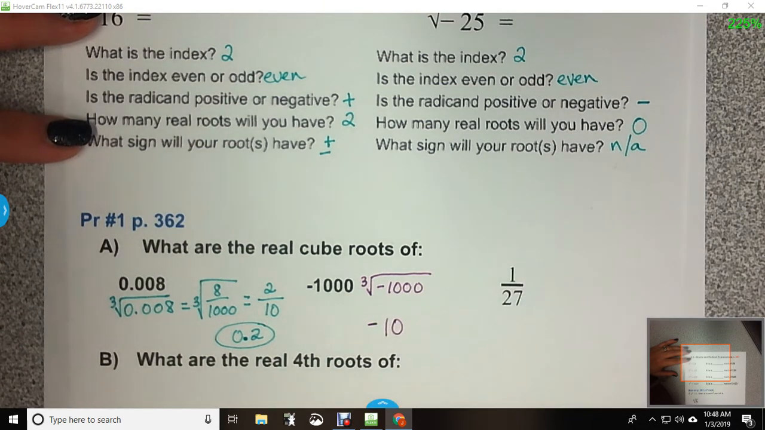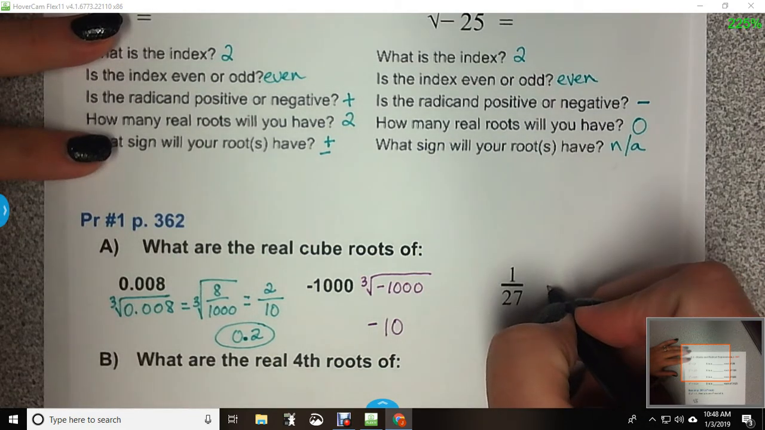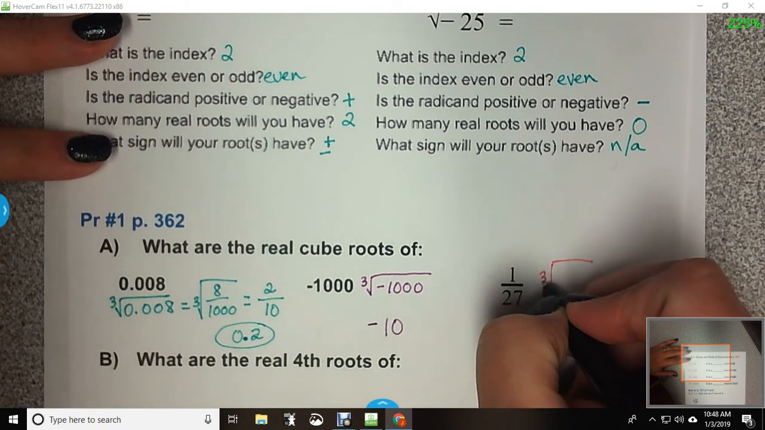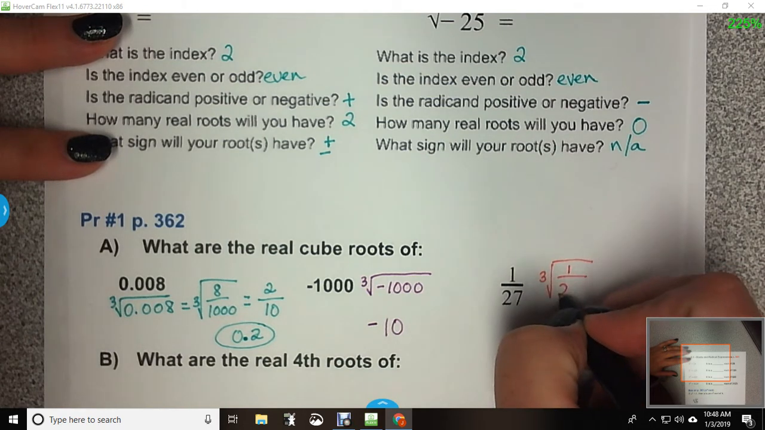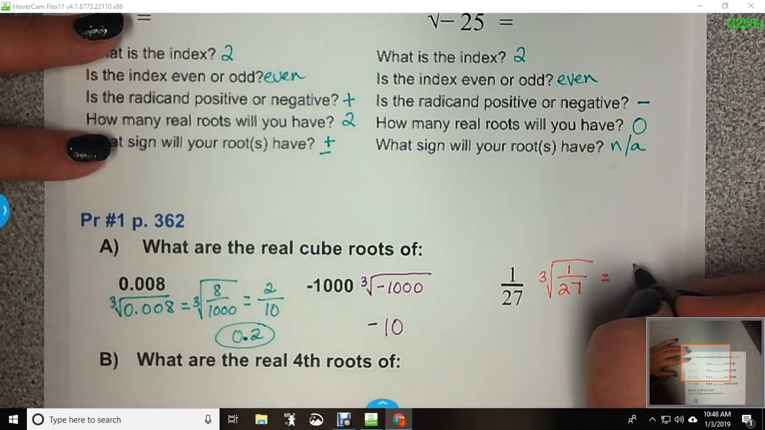And then for this last one over here, I have the cube root of 1 over 27. And again, we're just going to take the cube root of the top and the cube root of the bottom. So the cube root of 1 is 1. The cube root of 27 is 3.